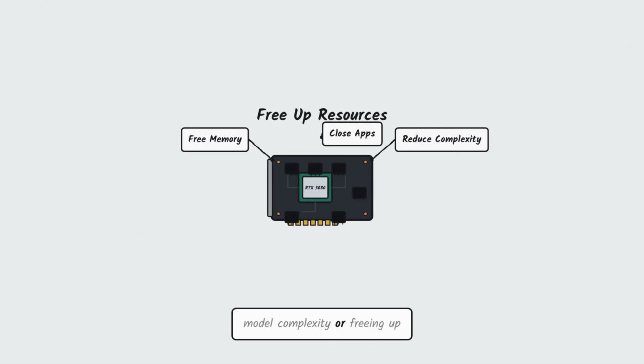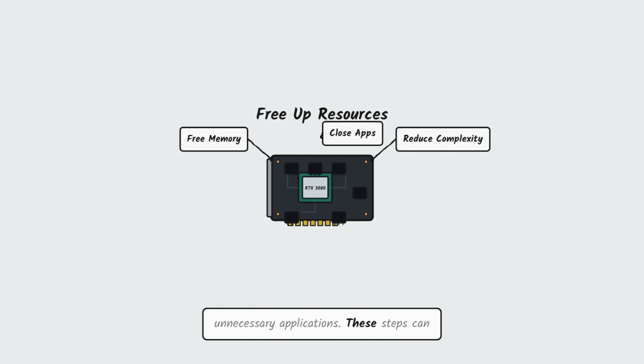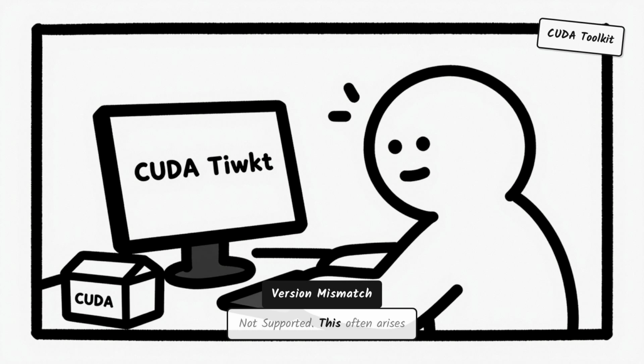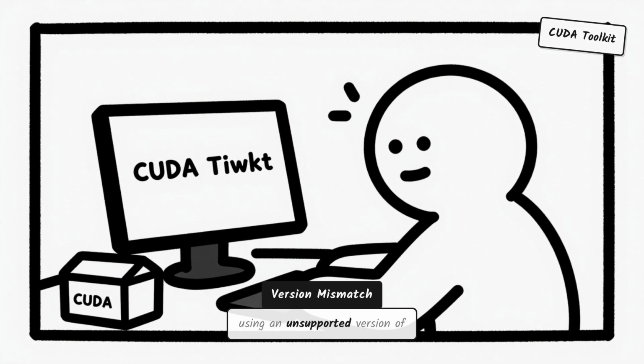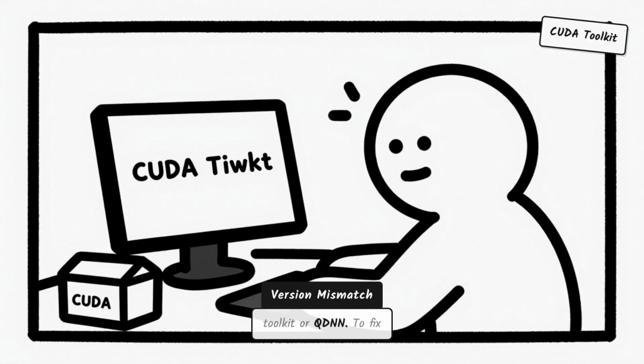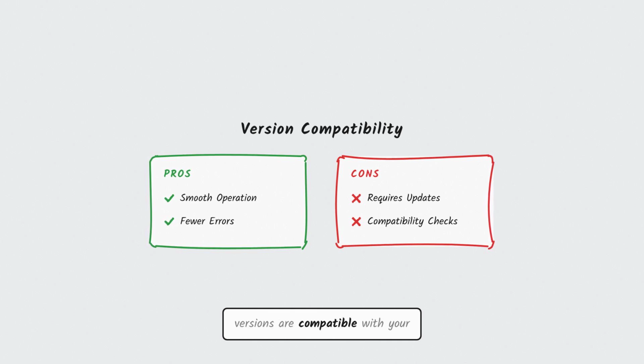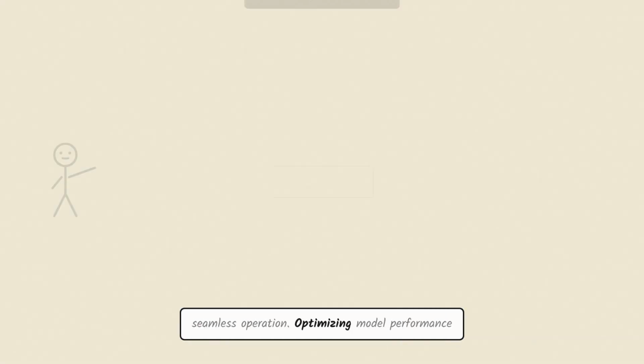To resolve this error, you can try reducing the model complexity or freeing up GPU resources by closing unnecessary applications. These steps can help optimize the available memory. Another common problem is the runtime error, CUDNN status not supported. This often arises from using an unsupported version of the CUDA toolkit or cuDNN. To fix this, ensure that your CUDA toolkit and cuDNN library versions are compatible with your framework. Compatibility is crucial for seamless operation.